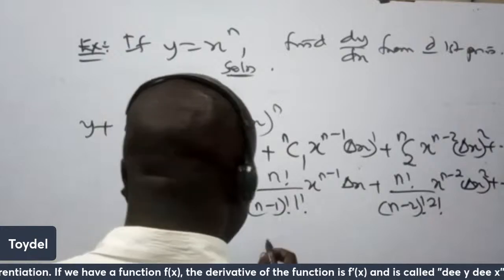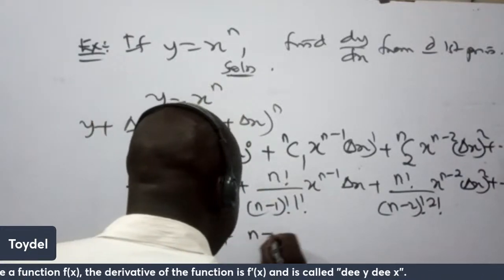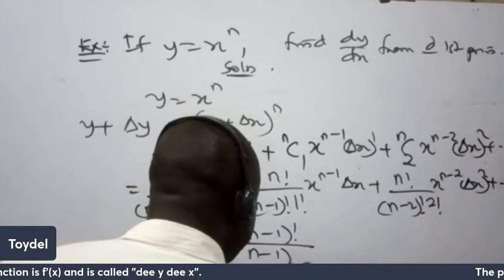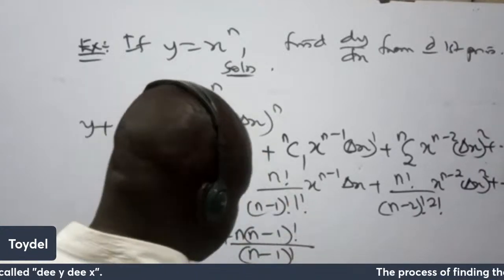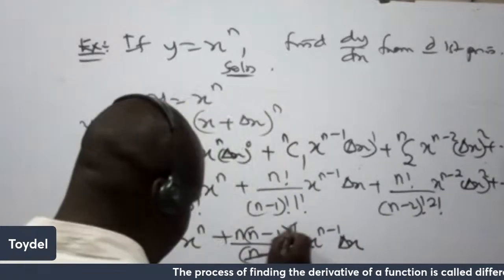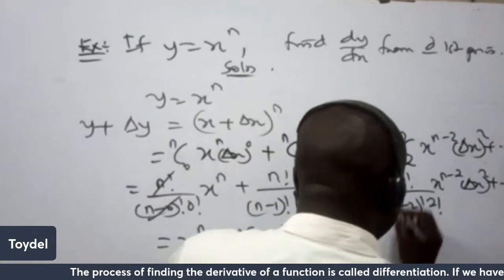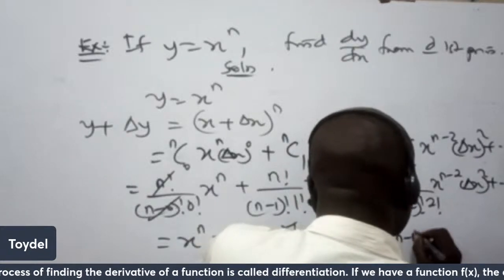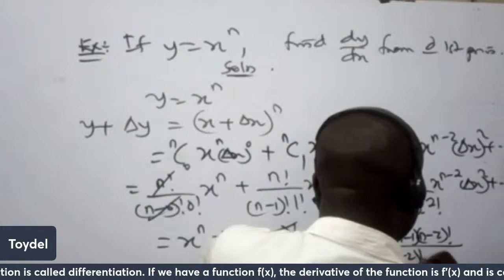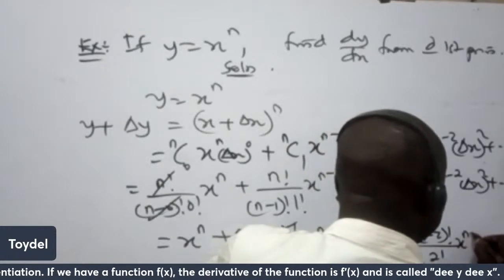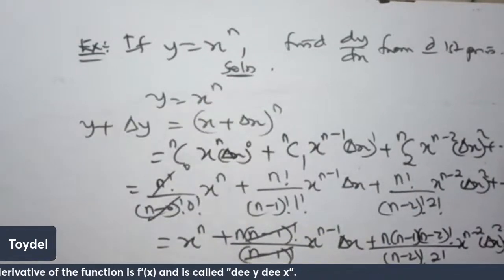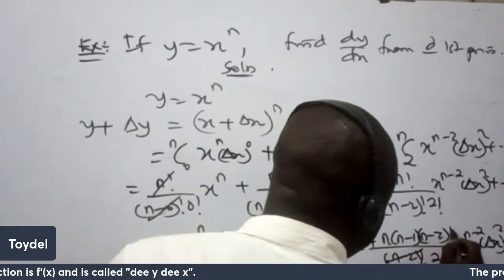Plus, in this case now, I can reduce this. This simply means n minus 1. It will be n into bracket n minus 1 factorial all over n minus 1 factorial, because 1 factorial is 1. Then I will have x raised to the power n minus 1, delta x. So this will take care of this also. Then we have plus. Here now, I will change this to n into bracket n minus 1, n minus 2 factorial all over n minus 2 factorial, 2 factorial, x raised to the power n minus 2, delta x squared, plus dot dot dot. So this will take care of this.